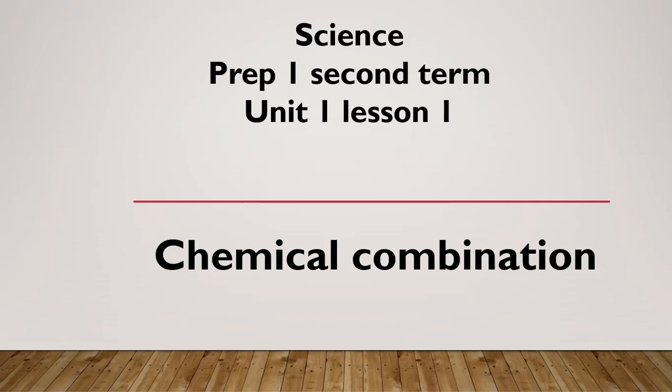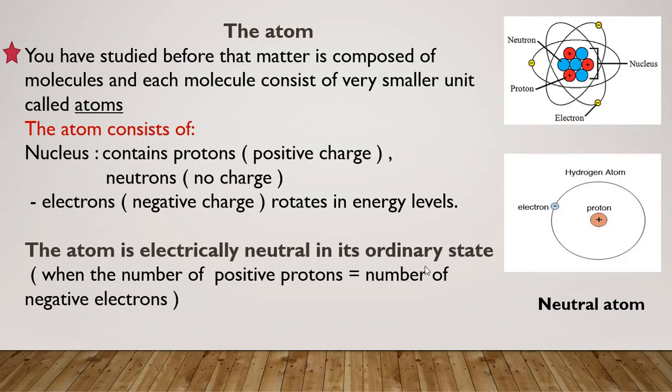Hello my dear students, today we will talk about chemical combination, and this lesson is for Prep 1, Unit 1, Lesson 1. In the last term we studied the atom, and we studied that matter is composed of molecules and each molecule consists of much smaller units called atoms.